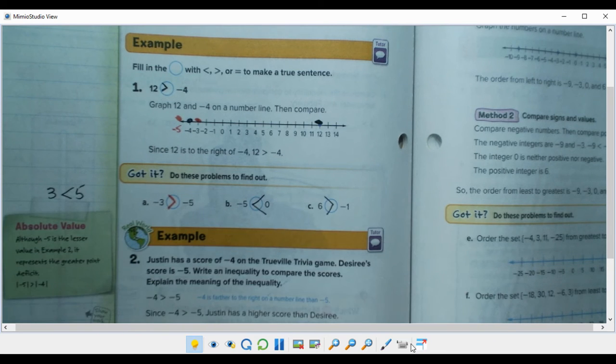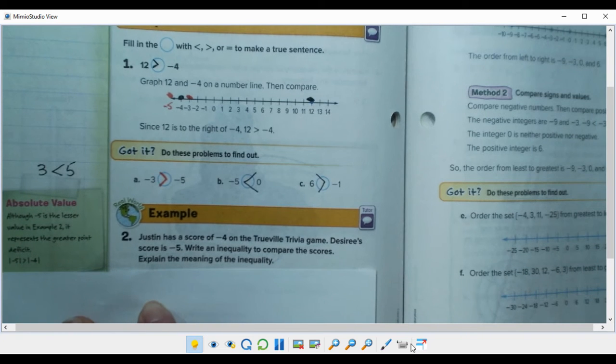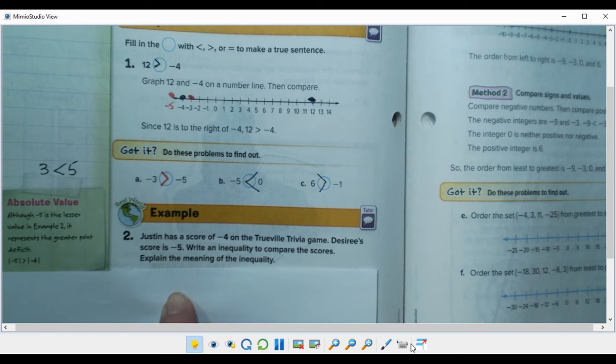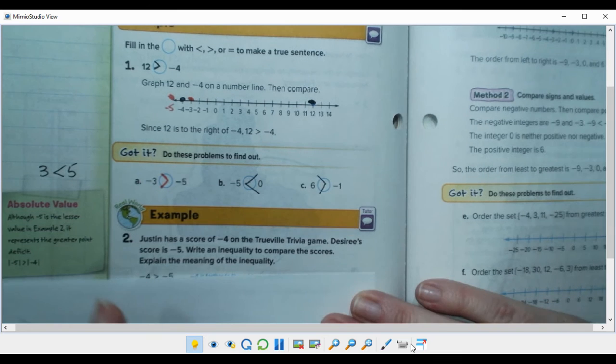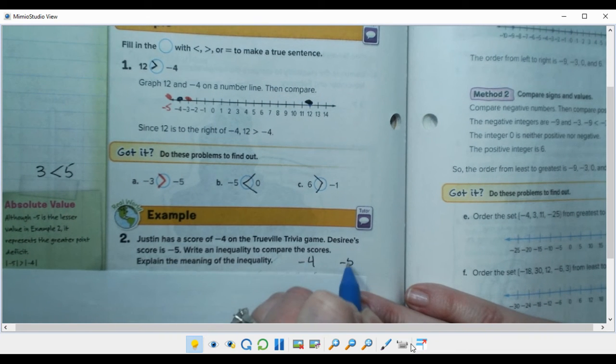Okay, let's talk about a word problem. Justin has a score of -4 on a trivia game. Desiree's score is -5. Write an inequality, these things are called inequalities, to compare the scores, and then explain the meaning of the inequality. All right, so I know, and I don't want you to see what's under here, I know that I have a -4 and a -5.